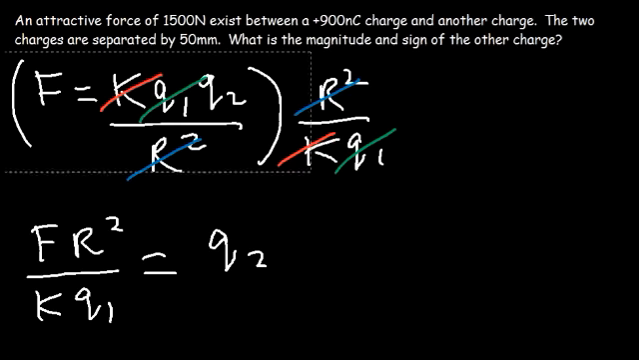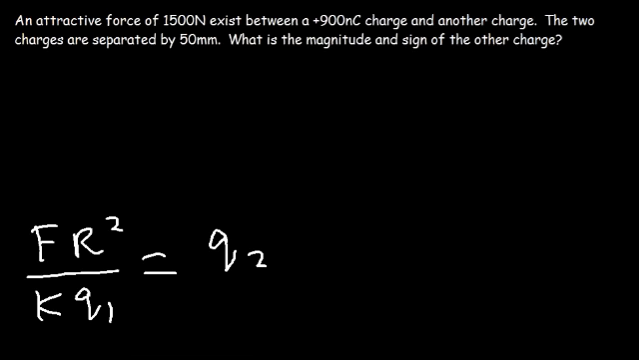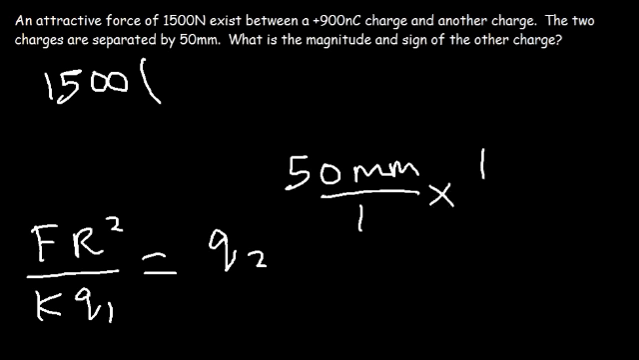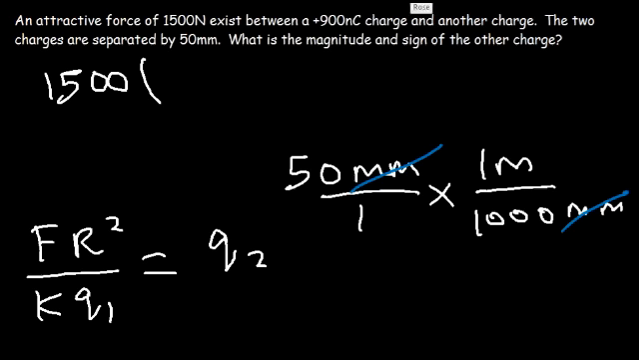So now all we got to do is plug in the data and we'll get the answer. The force is 1500 newtons. The distance, what's r? Now, we have the unit millimeters. How can we convert that to meters? It turns out that 1 meter is equal to 1,000 millimeters. So you have two things you can do. You can divide it by 1,000, or you can simply write it as 50 times 10 to the minus 3. If you divide it by 1,000, you should get 0.05 meters.